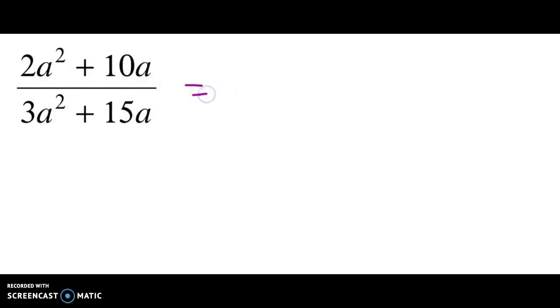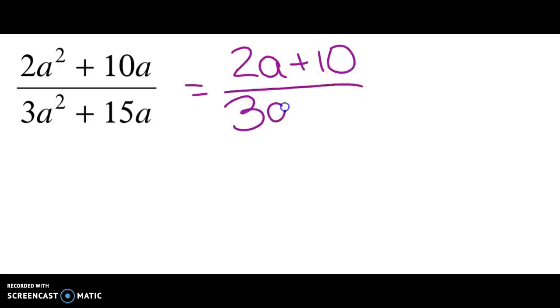So we're basically going to do 2A plus 10, and then 3A plus 15. Okay, because you took out an A, took out an A. All right, this A squared becomes just A, and this A squared becomes just A. Okay, still not done. You got to go factor some other stuff.